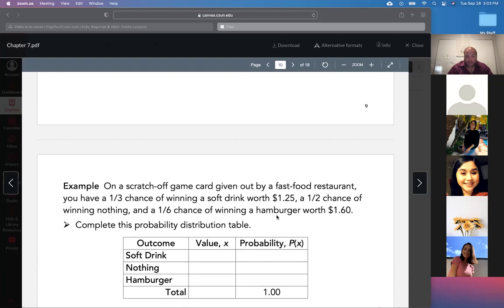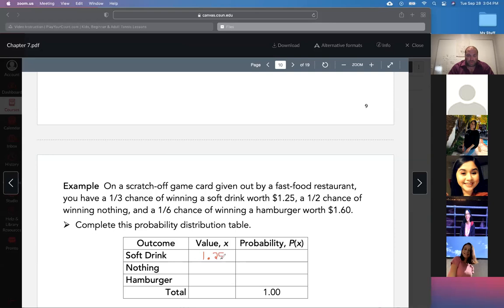On a scratch-off game card given out by a fast food restaurant, you have a 1/3 chance of winning a soft drink worth $1.25, a 1/2 chance of winning nothing, and a 1/6 chance of winning a hamburger worth $1.60. So let's fill out the table here. What number should I put for each section? Soft drink. What number should go there? $1.25. That's the value.